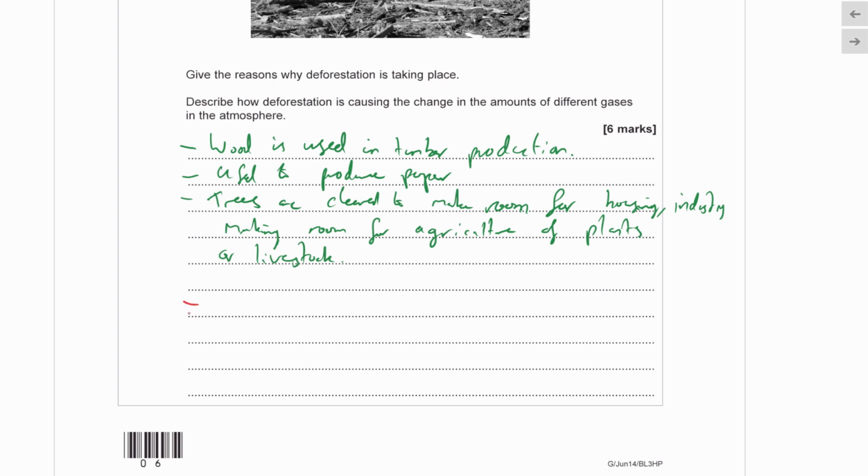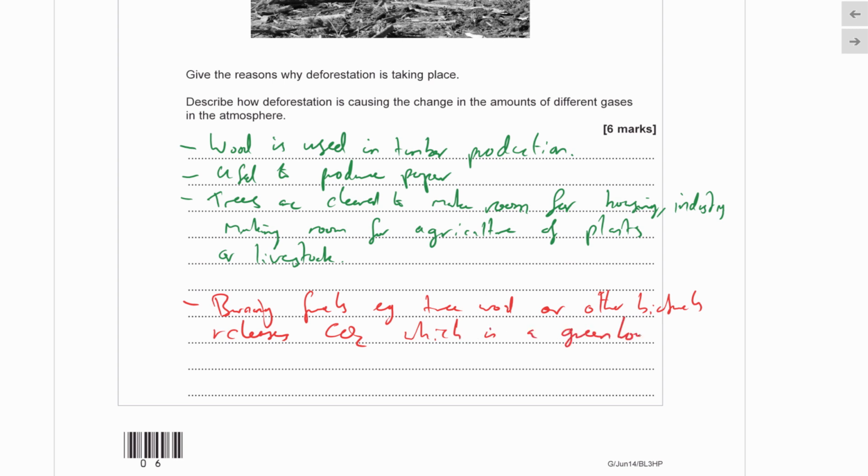Now in red, I'm going to say how it's contributing to climate change. Alright, so burning fuels, for example, tree wood, or other biofuels which are grown there as a result. Fuels releases CO2, which is a greenhouse gas. All right.